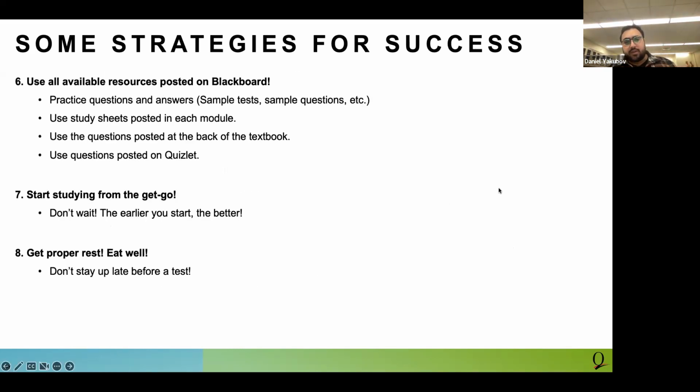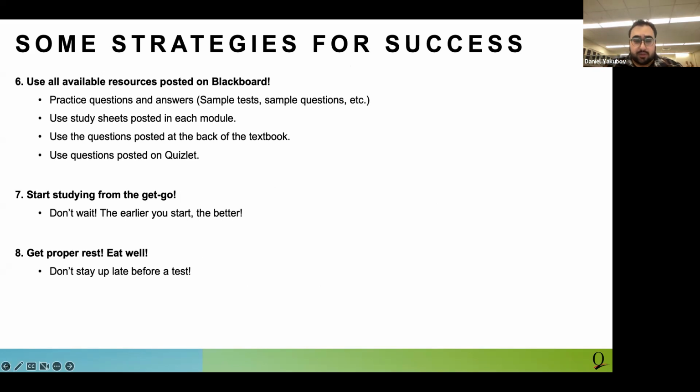Use all the available resources. I'm not sure about 106 in particular, but for 105, I can say that there are a lot of resources available, from practice questions and study sheets to the textbook questions that are actually in your book, as well as things that are on Quizlet. A lot of people don't use these things. Use them. We post them for a reason.